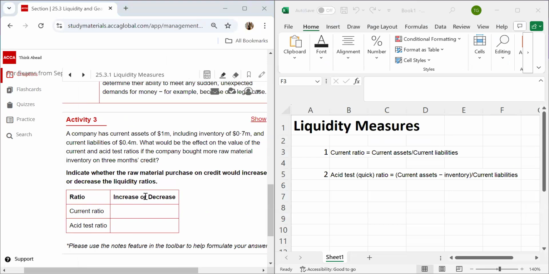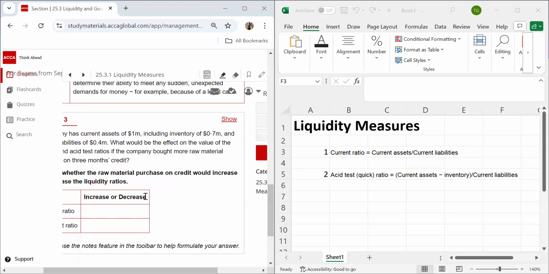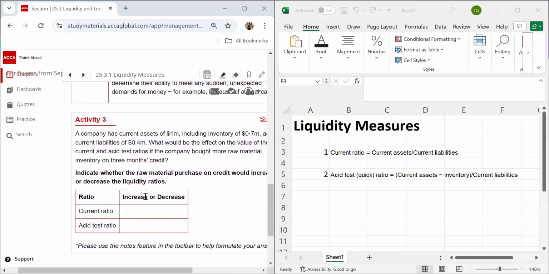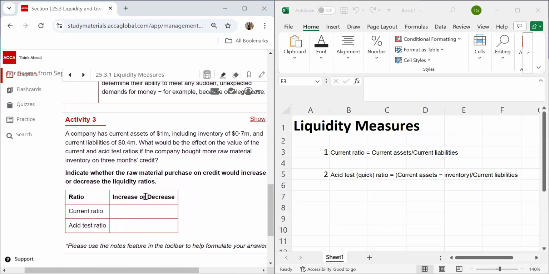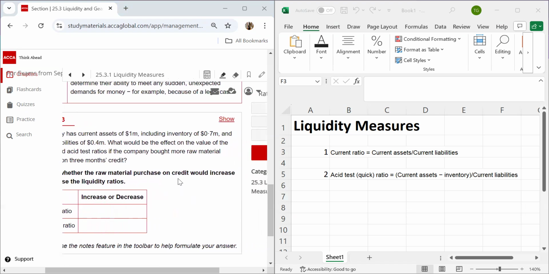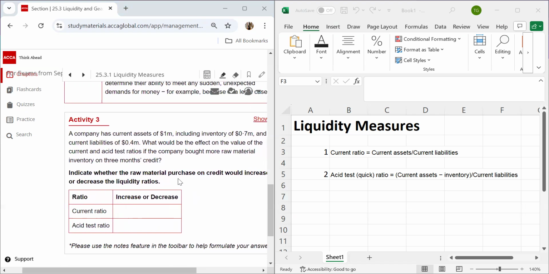A company has current assets of $1 million, including inventory of 0.7 and current liabilities of 0.4. What would be the effect on the value of the current and asset test ratios if the company bought more raw material inventory on 3 months credit? Now you have to indicate whether the raw material purchase on credit would increase or decrease the liquidity ratios.